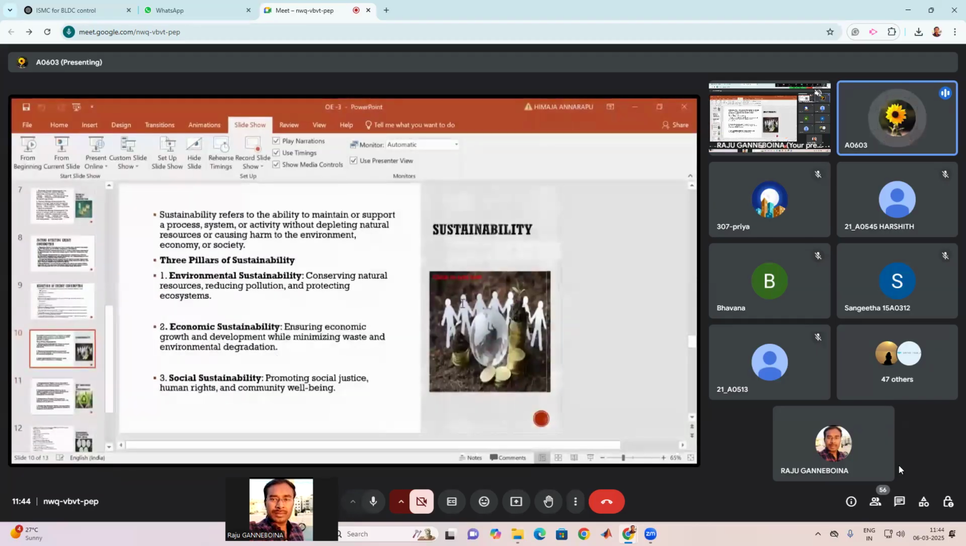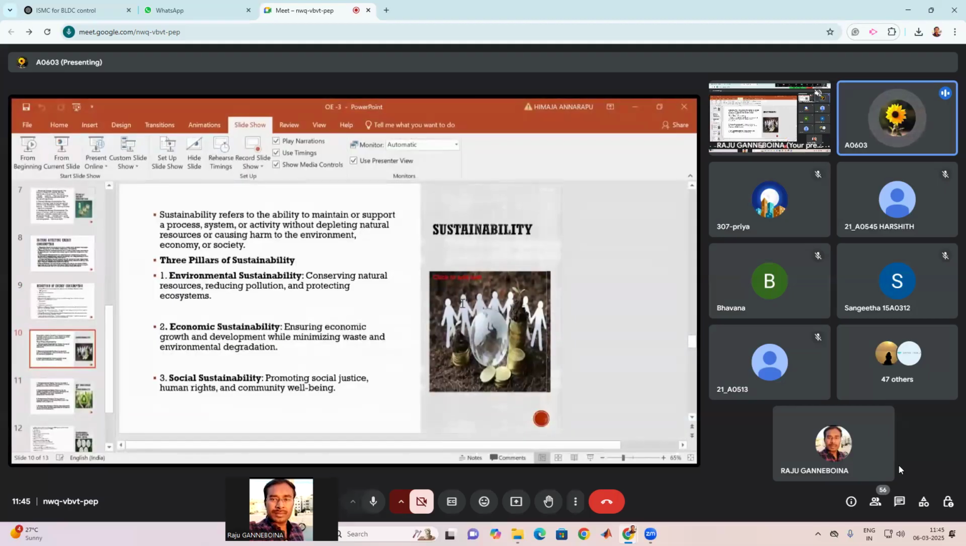Next, we are going to move on to sustainability. As we all know, sustainability refers to the ability to maintain or support a process, system, or an activity without depleting the natural resources, and we could save them for future use also. So this doesn't cause harm to the environment. This way is known as sustainability.